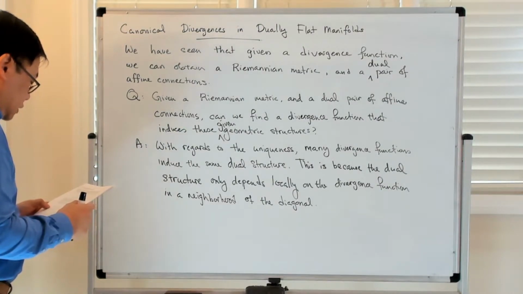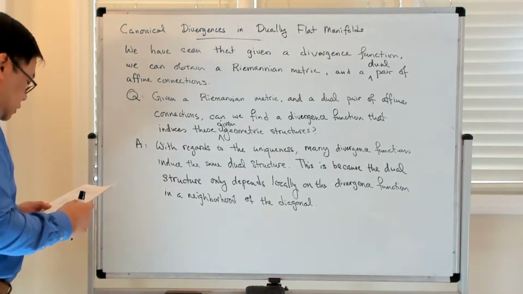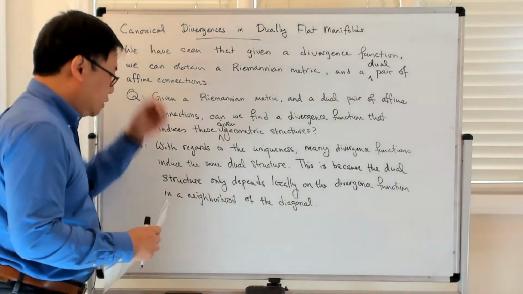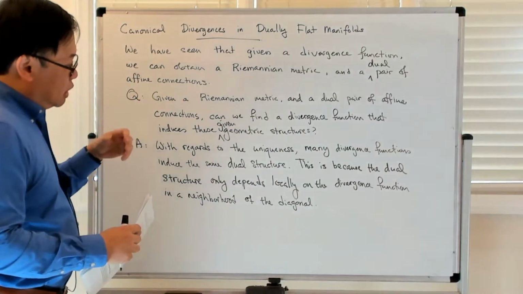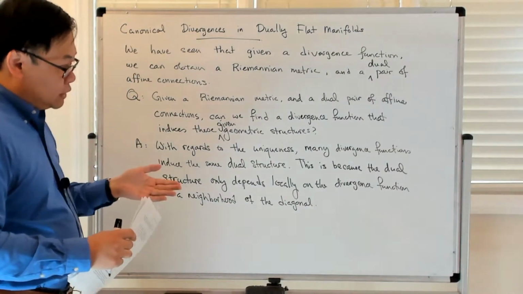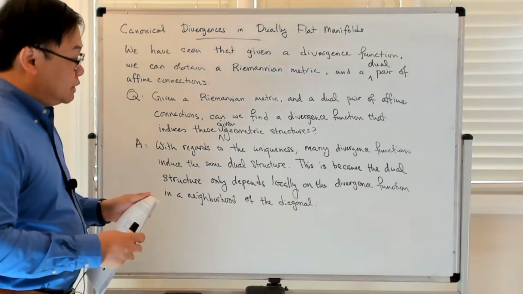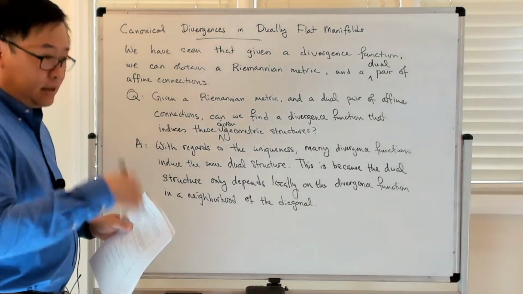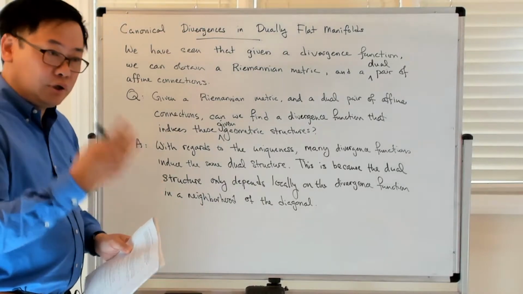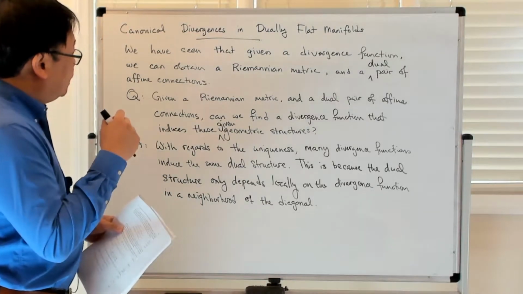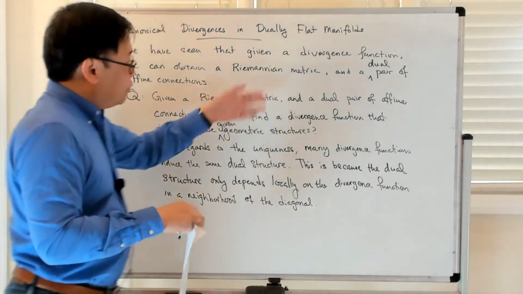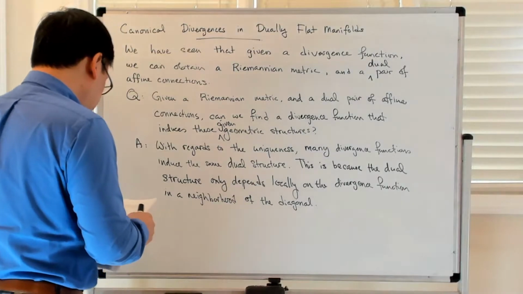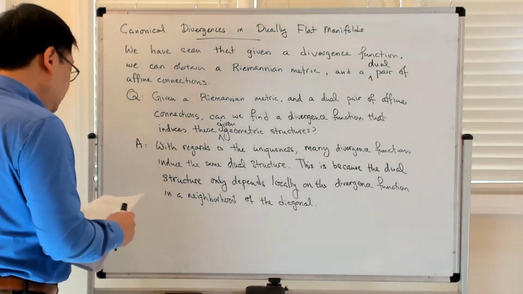So how do we see it? We're going to see it basically by saying that you can shift the divergence function by some other function, as long as that other function has these second order derivatives, which show up in the definition of the Riemannian metric and the affine connection, vanish on the diagonal, right? So let's try to be a bit more precise about this.